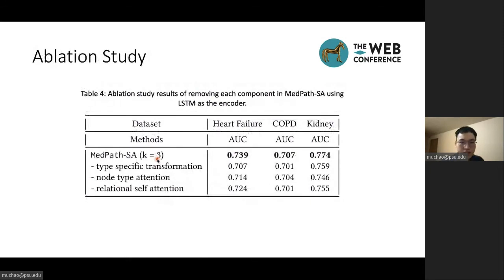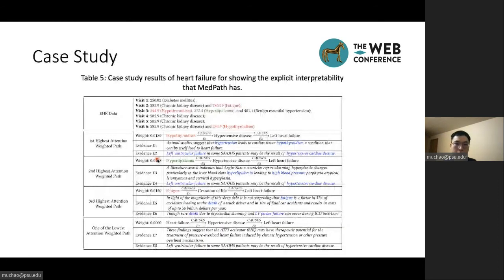Okay, here are the ablation study results. The model we use here is MedPath SA with the LSTM encoder. By removing each component here, we can see that when they are put together, we have the best performance. It shows that each of the components is essential, and our design is reasonable. And finally, we can use the progression paths to do the interpretation.